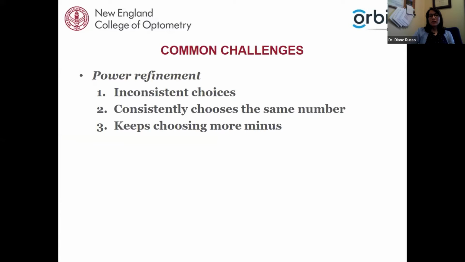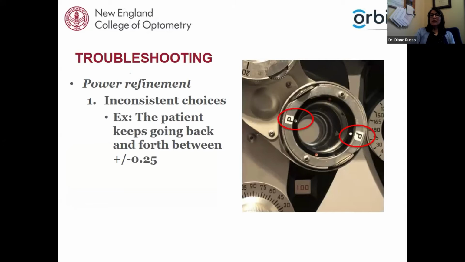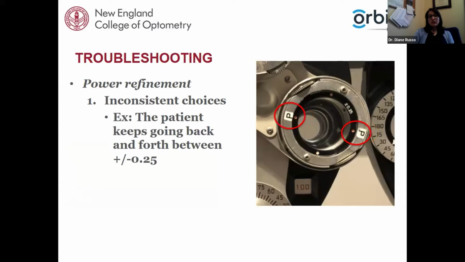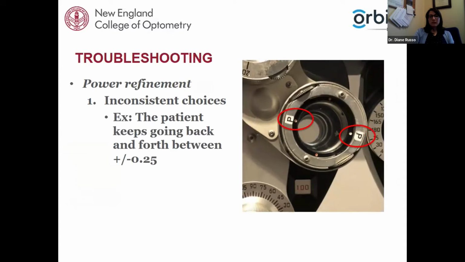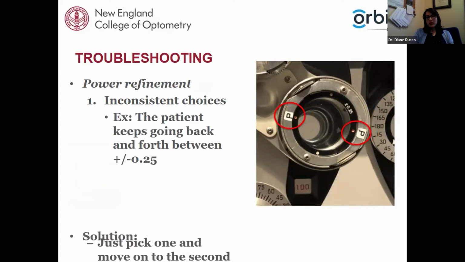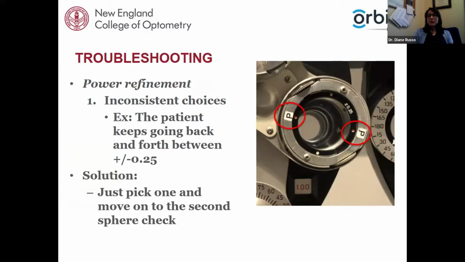So now if we move on to the power refinement, you'll notice that the first two common challenges are the same as what I talked about with the axis, and then the third is a little different. Again, the patient is being inconsistent, maybe going back and forth with a couple different choices. So the patient's choosing the white dots, and then they're choosing the red dots. Again, just pick one and move on to the second sphere check.